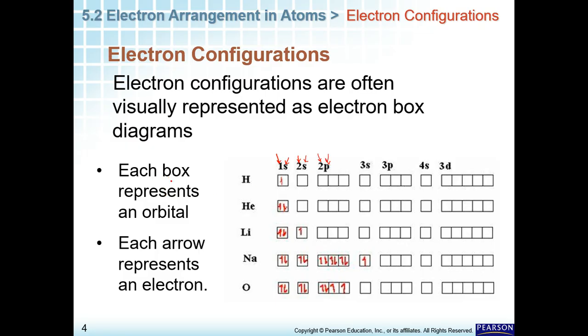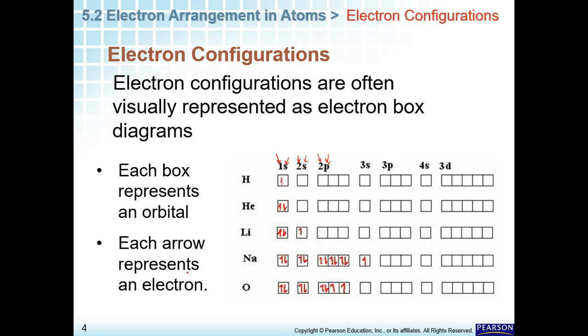The other thing we have to understand about electron box diagrams is what do the box and arrows mean? So a box actually represents an orbital. So you're going to notice if you're an S, you only have 1 box because S's only have 1 orbital. If you're a P, you're going to have 3 boxes because they have 3 orbitals. And you're going to notice D will have 5 boxes because it has 5 orbitals.